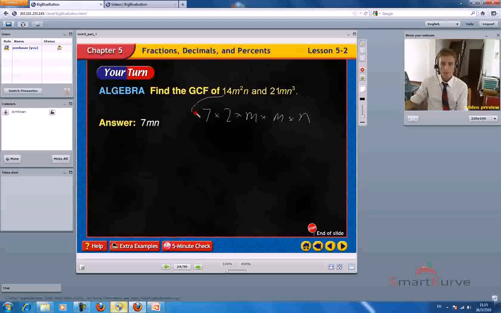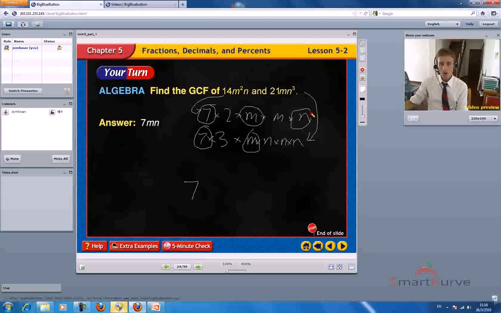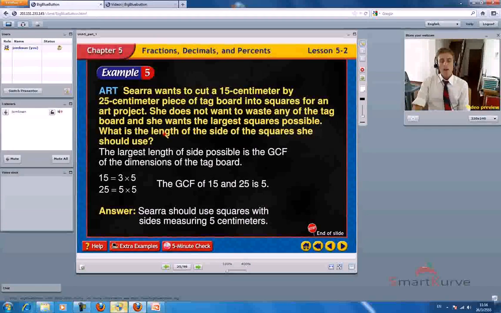So 14mn² would give you 7 times 2 times m times m times n. 21mn², 7 times 3 times m times n times n times n. Look at what they have in common. They both have a 7. So we know the answer will be 7. They each have 1 m. They each have 1 n. So 7mn. That is the greatest common factor.